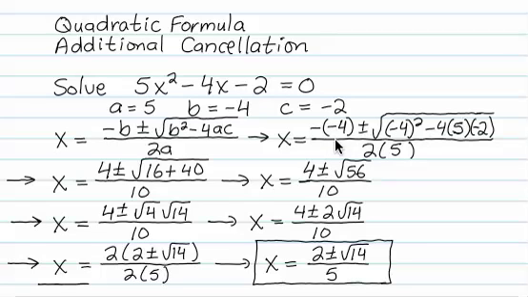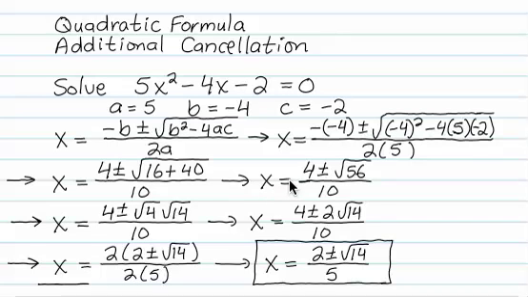I begin to simplify. The opposite of negative 4 is 4. 2 times 5 is 10. And the number under the square root will be 16. And 4 times 5 times 2, 40. 16 and 40, I'm going to add them together because I have negative 4 times positive 5 times negative 2 to make positive 40.